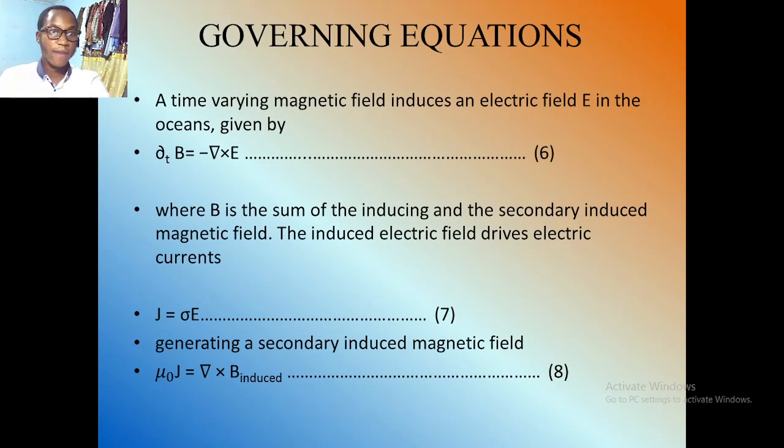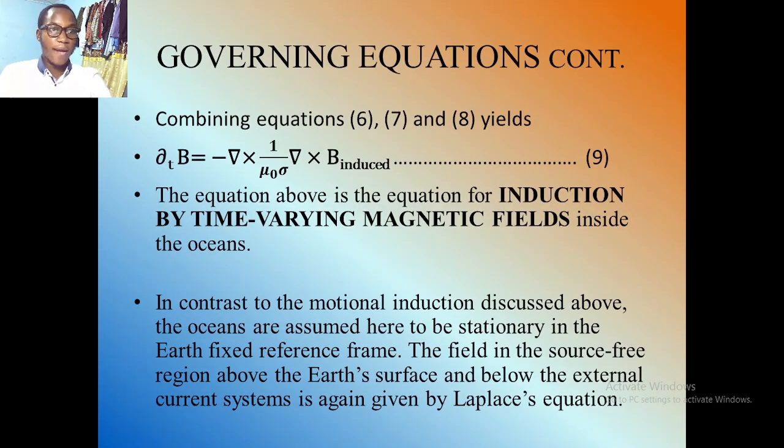The governing equations are as follows. A time-varying magnetic field induces an electric field E in the ocean, which is given by equation 6, where B is the sum of the inducing and secondary induced magnetic field. The induced electric field drives the electric current, which is given by equation 7, generating a secondary induced magnetic field, which is given by equation 8. Combining equations 6, 7 and 8 gives equation 9, which is the equation for induction by time-varying magnetic fields inside the ocean.